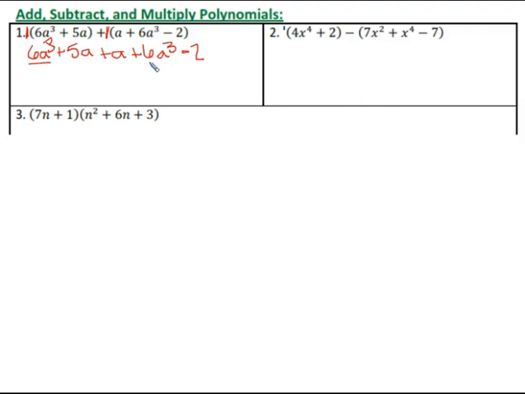Looks like 6a to the 3rd and another 6a to the 3rd is going to give us 12a to the 3rd. We have a 5a and a 1a, which would give us 6a. And then our constant of -2 on the end.